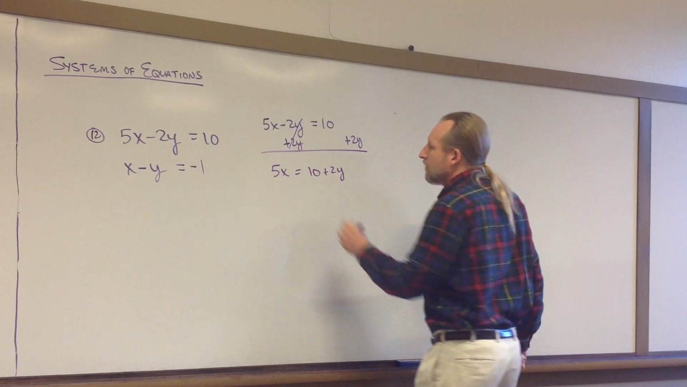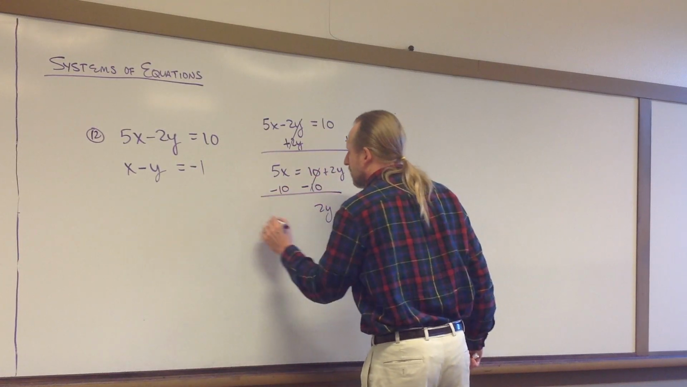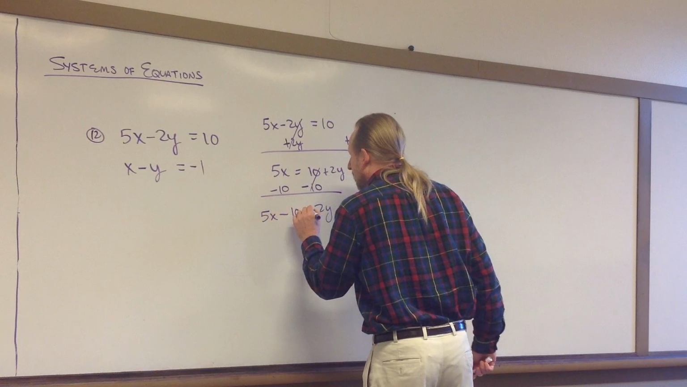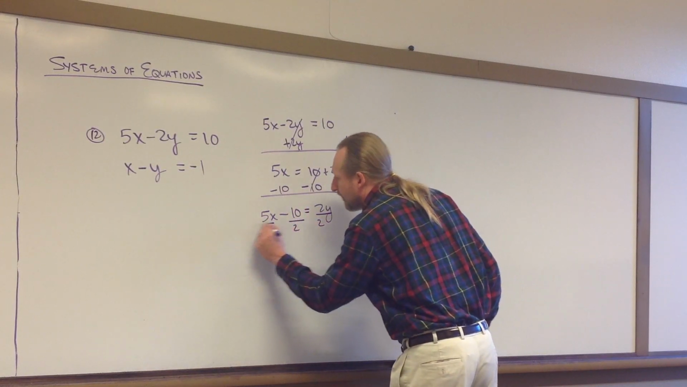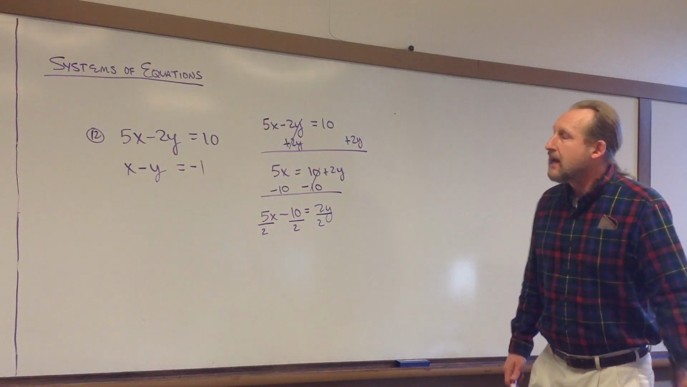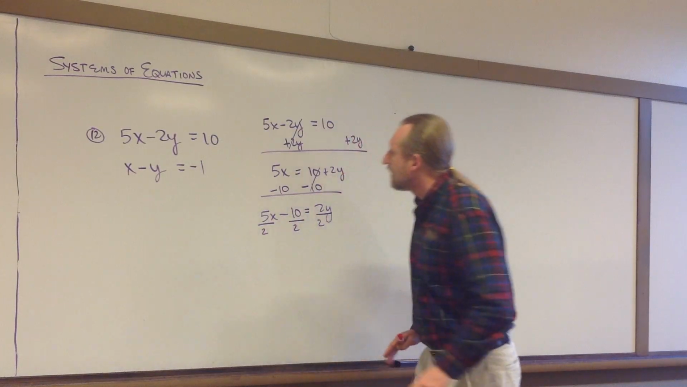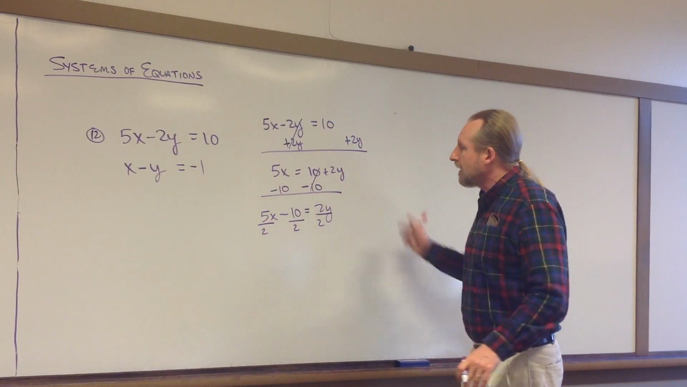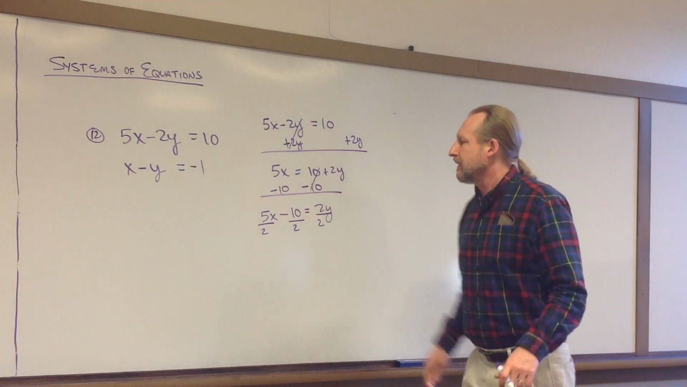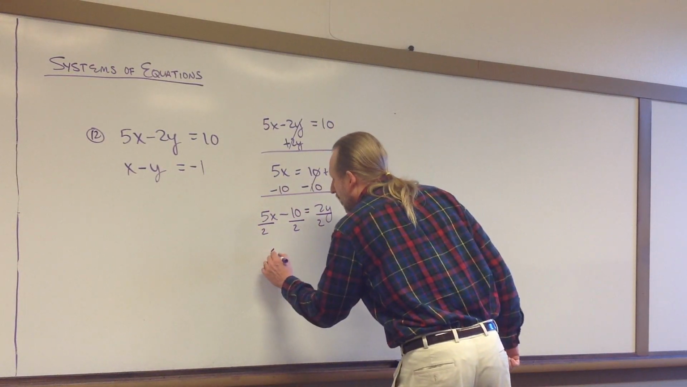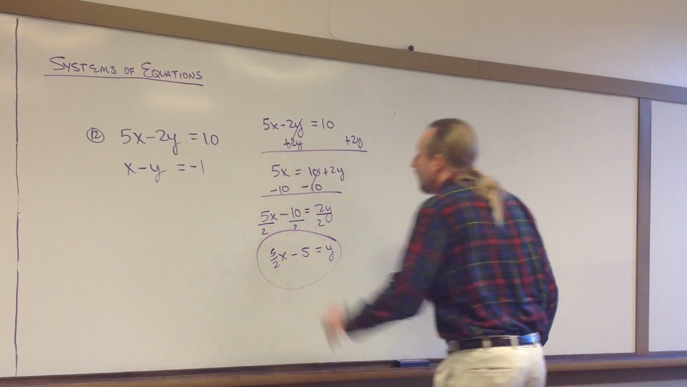Let's see. Now we want to subtract the 10 and move it back over with the x. So we get 5x minus 10 equals 2y. And then we've got to divide everything by 2. Okay? That's something that's tricky. People are used to just dividing in 2 places. But if you multiply or divide on both sides, you've got to multiply everything or divide everything. And that's really important. So 5 over 2x minus 5 equals y.